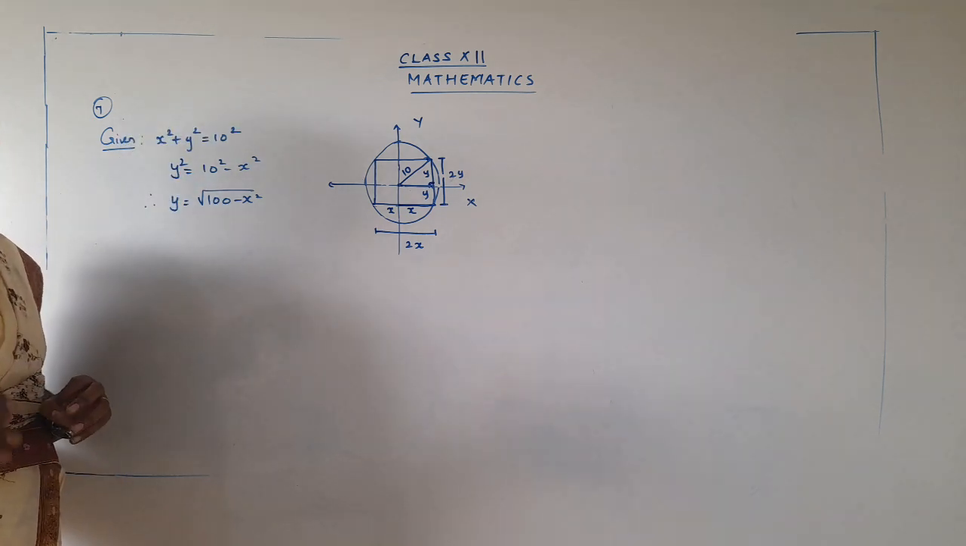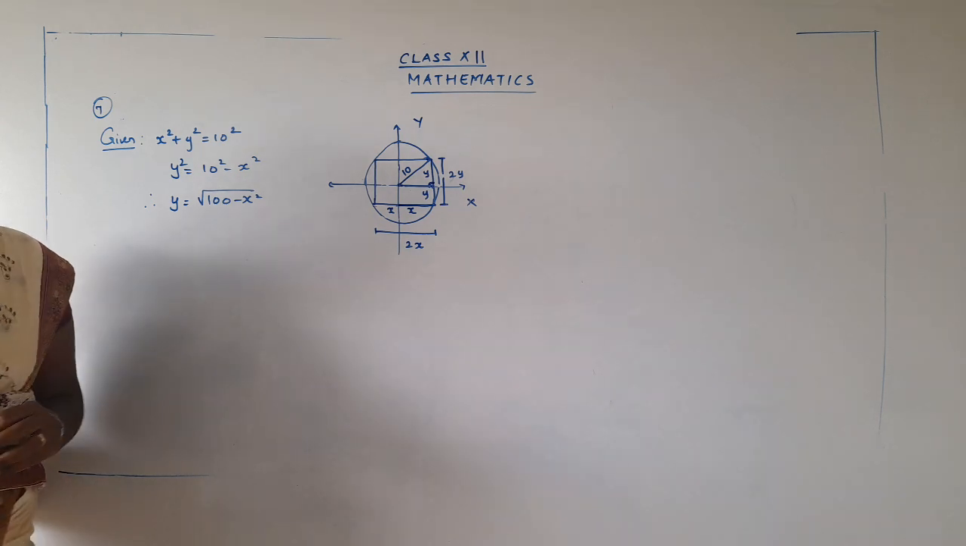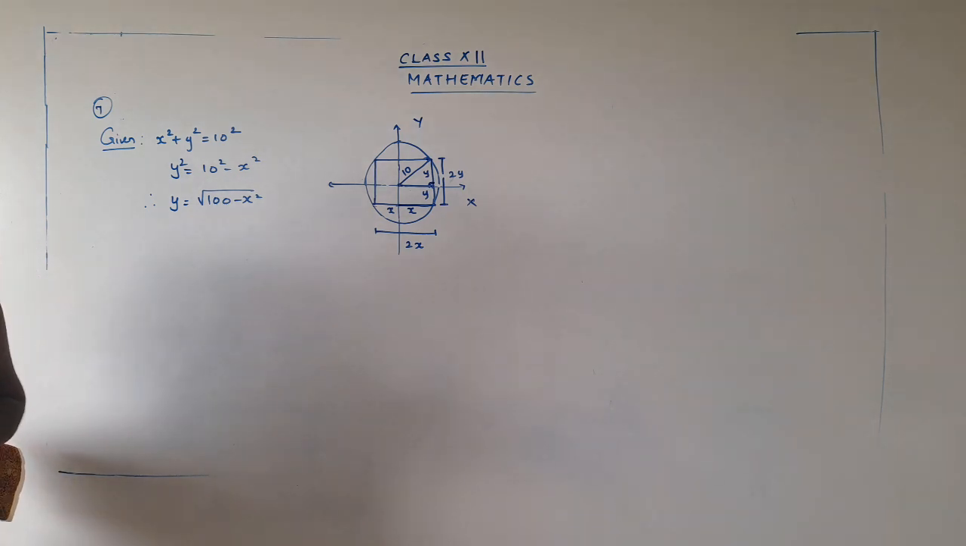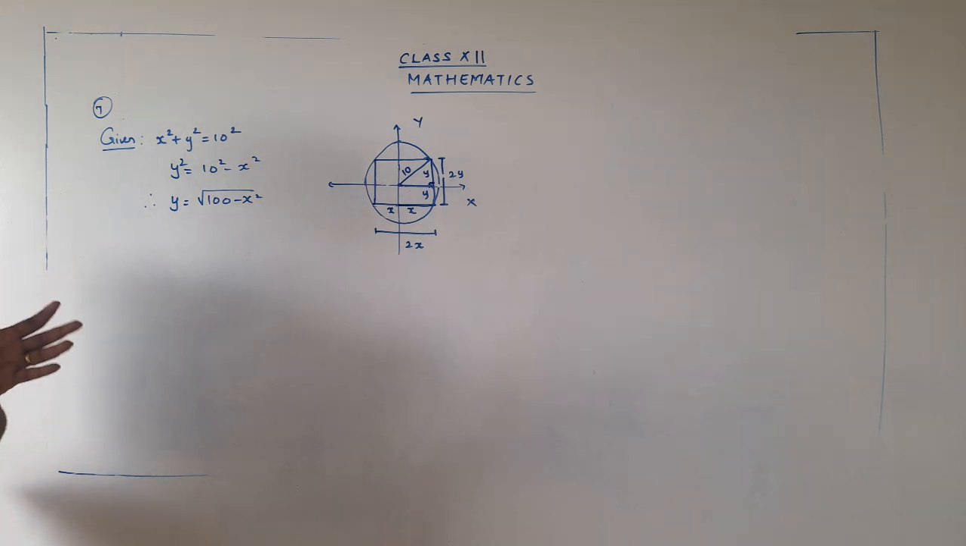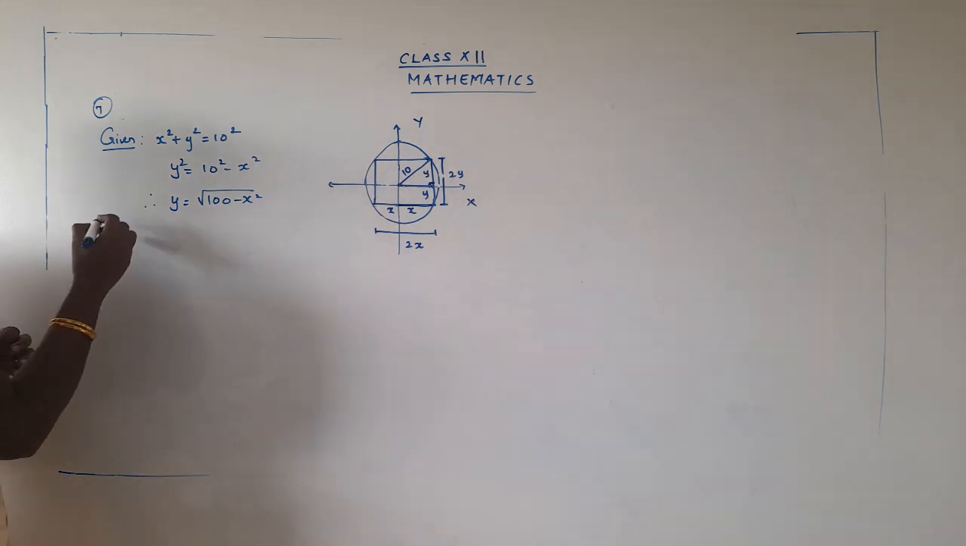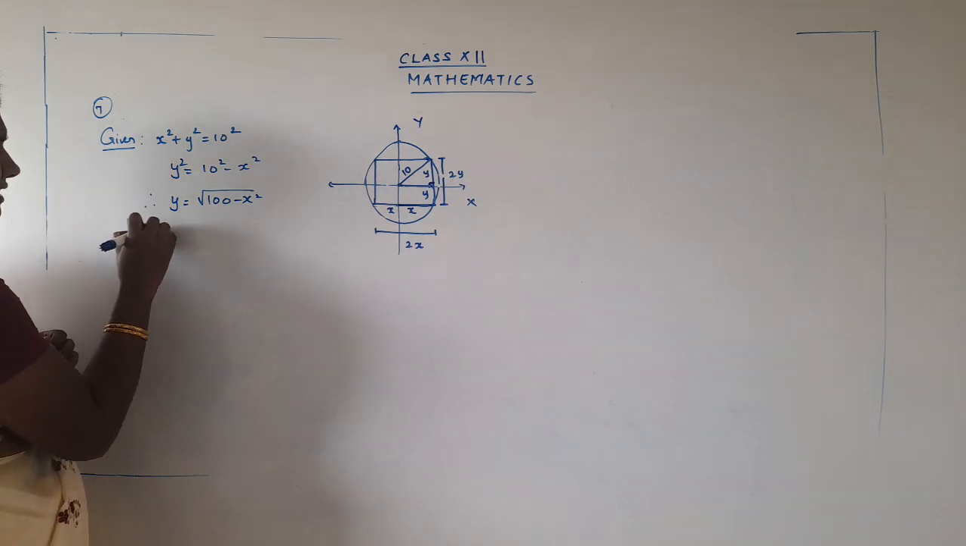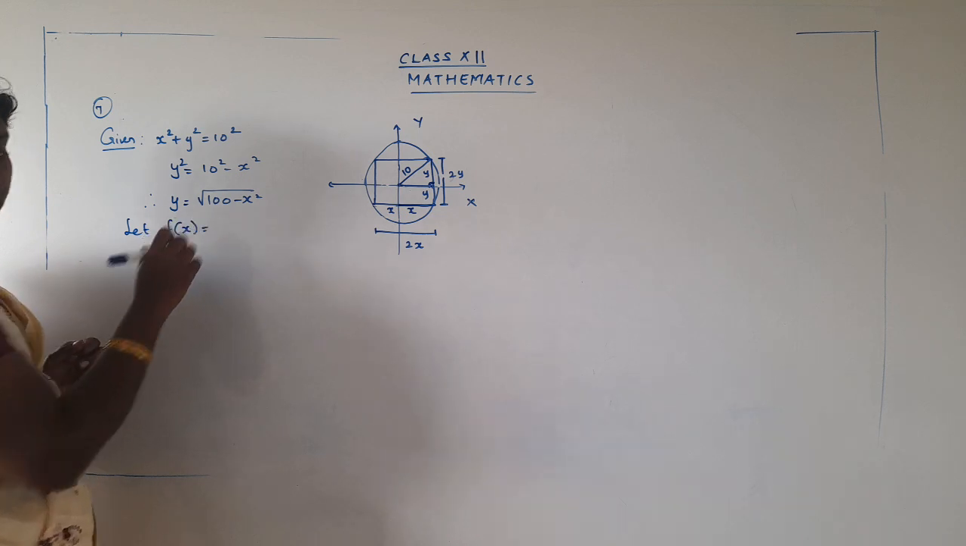Now here we have to find out what is the function. So what is the function over here? Just read the question once again. The function is the maximum area. They are talking about the area as maximum. That means you have to consider the area as a function. So write down here, let f of x is equal to.